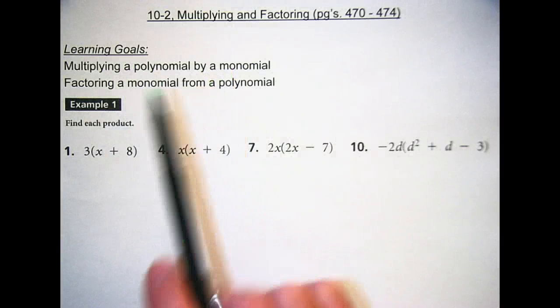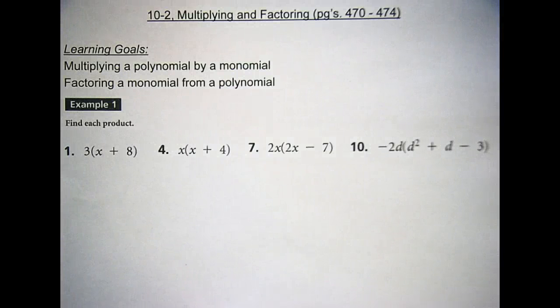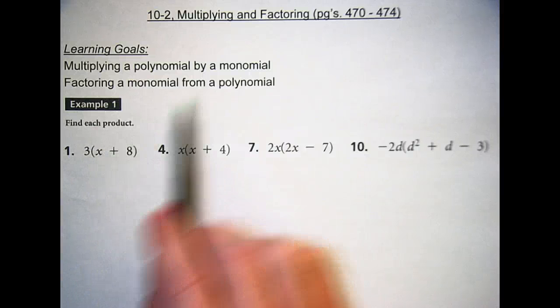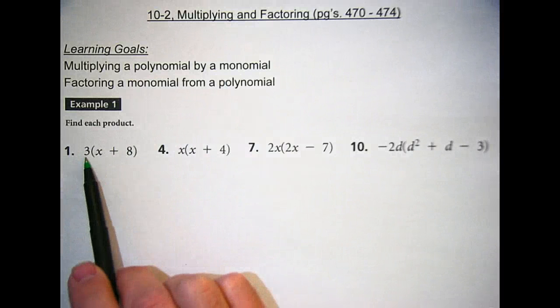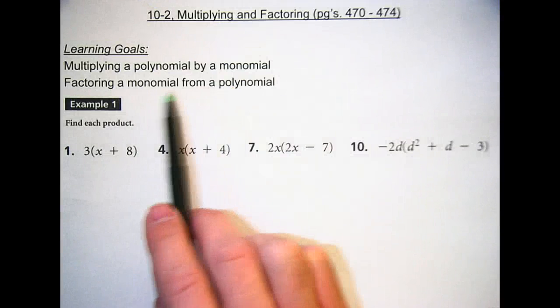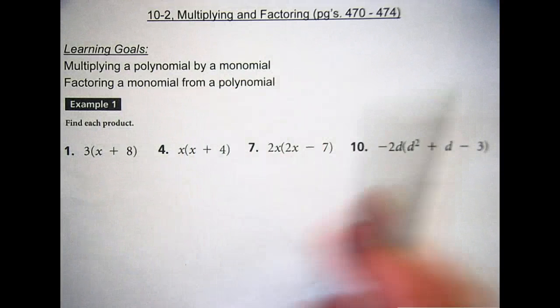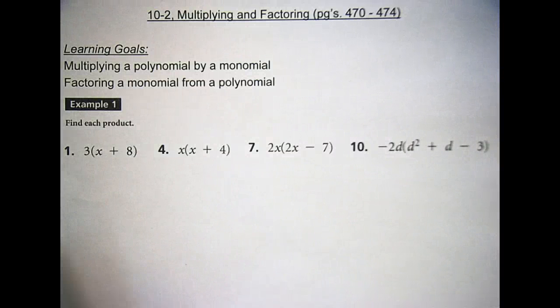Remind your neighbor what a monomial is. Okay, volunteer, what's a monomial? Yes? One term, yes, it is one term. So we're multiplying a polynomial, meaning many terms, by something with one term. And then we're going to factor. And factoring is kind of the undoing of the multiplication. So we're going to do one thing, and then we're going to undo it in the next step. That way you kind of know how to go back and forth there.